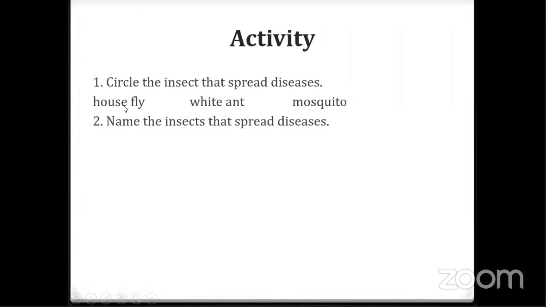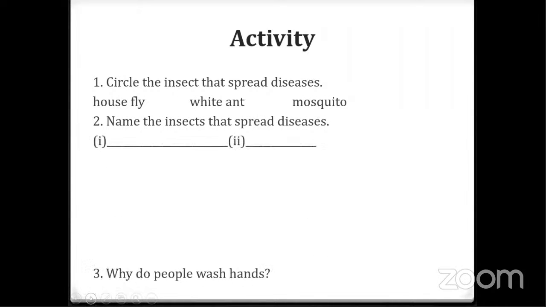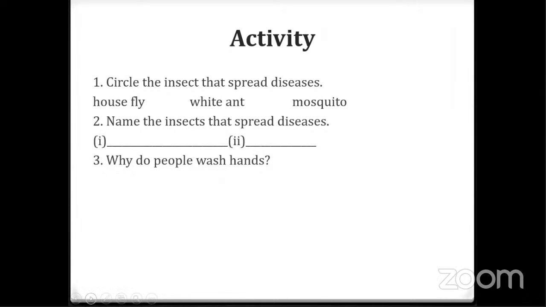So you've already circled them from here. So you can just copy these ones, housefly and mosquito, you put here. Those are the ones that we need. And then the other question is, why do people wash hands? You just complete. Is it to remove germs or to put germs? So you choose one to put there.